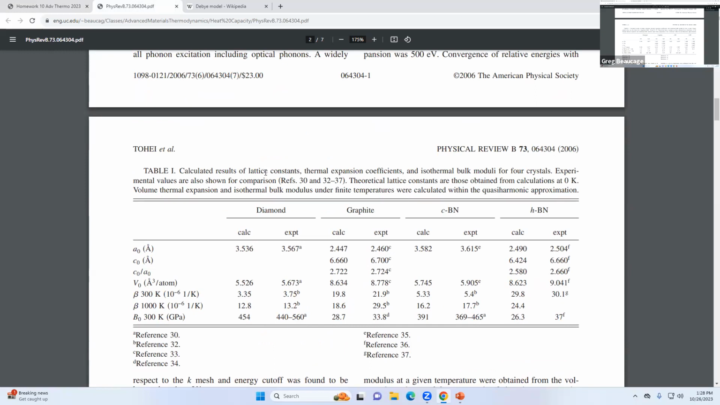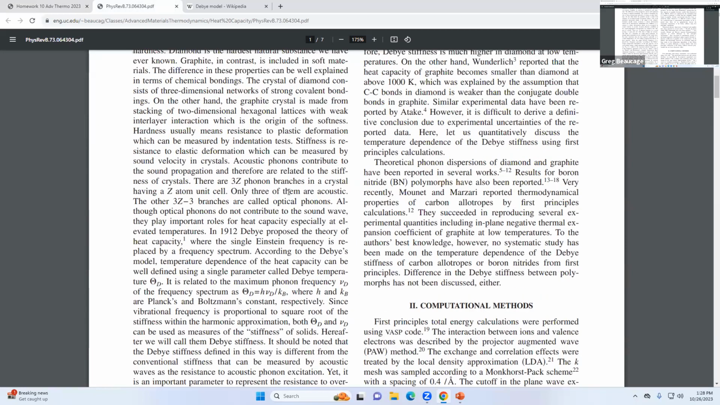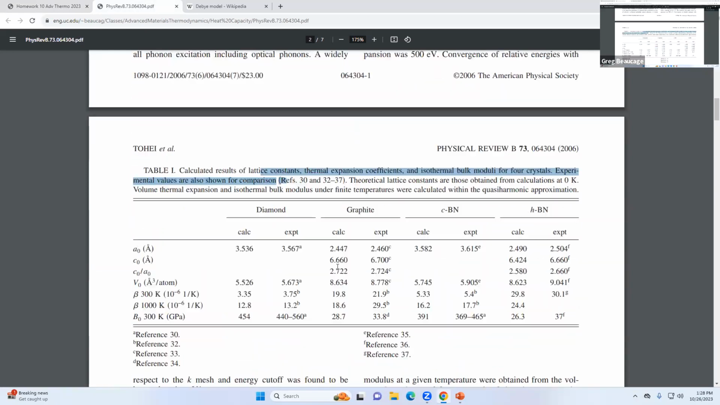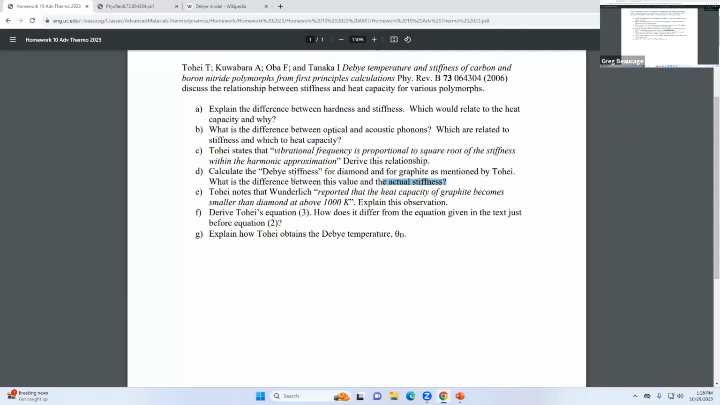Calculated, what's this? Table calculator lattice constants. Well, anyway, you can calculate it. If you can't find it in here, you can just Google diamond modulus or something for that. Hopefully that works out.